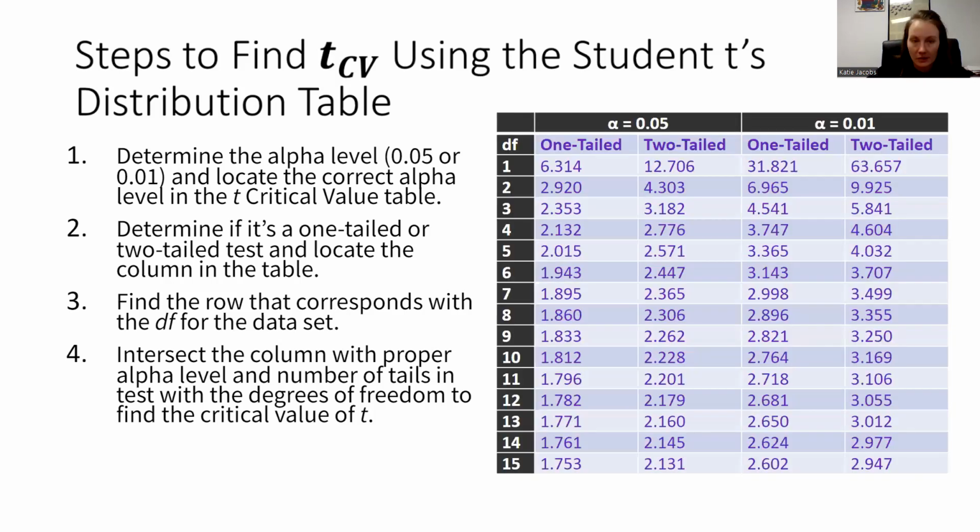So this is what it looks like. Again, you're going to look and say, which alpha level did you use? In this case, we use 0.05. You've got to determine, did you write your hypotheses directionally or non-directionally? If you wrote them directionally, you're going to look at this one-tailed column. Then you're going to find the degrees of freedom for your data set, let's say it's 10. And then you're going to intersect the columns, and we'd see that if we use an alpha level of 0.05 for a one-tailed test with degrees of freedom of 10, our critical value would be 1.812.